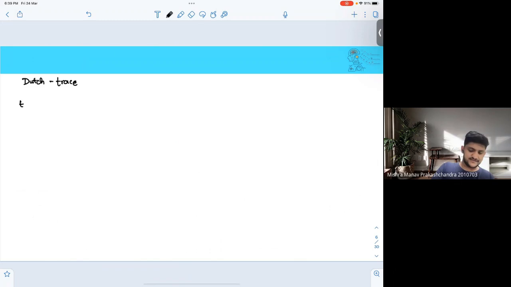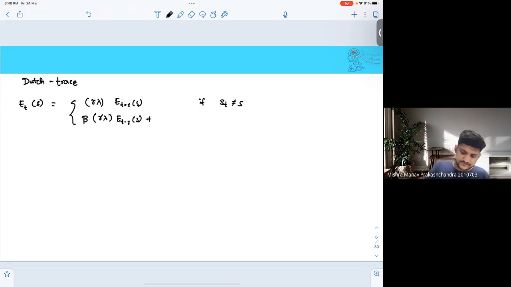So for Dutch traces, the eligibility trace update looks like this. My E_t of S is equal to gamma lambda E_{t-1} of S if S_t is not equal to S, or otherwise I have beta gamma lambda E_{t-1} plus 1 if S_t is equal to S.